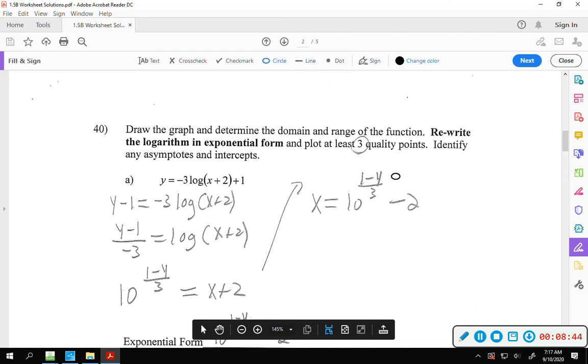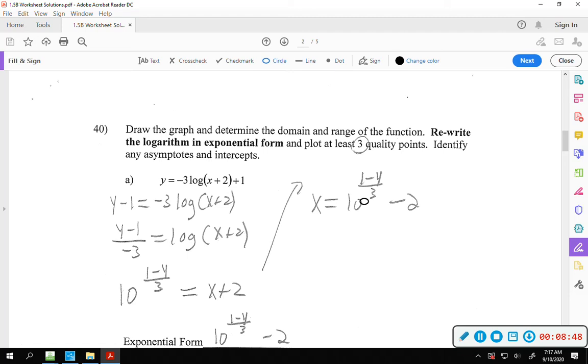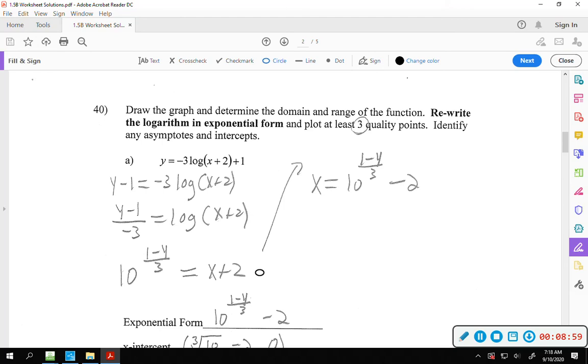Draw the graph and determine the domain and range. Rewrite the logarithm in exponential form and plot at least 3 quality points. Identify any asymptotes and intercepts. So I'm being as specific as I can be with the directions. That's how it will be on tests and quizzes. Okay? So I'm being more specific than what this problem in the book looked like.